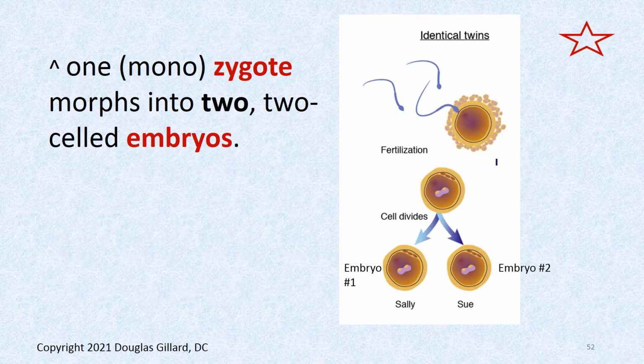So here's a picture on slide 51. One zygote morphs into a two-celled embryo, right? So here is the first little zygote we created, and for whatever reason, when it splits into two cells, the zona pellucida splits as well. And so that's weird. It doesn't usually happen. But we have two babies. Sue and Sally are born from this process.